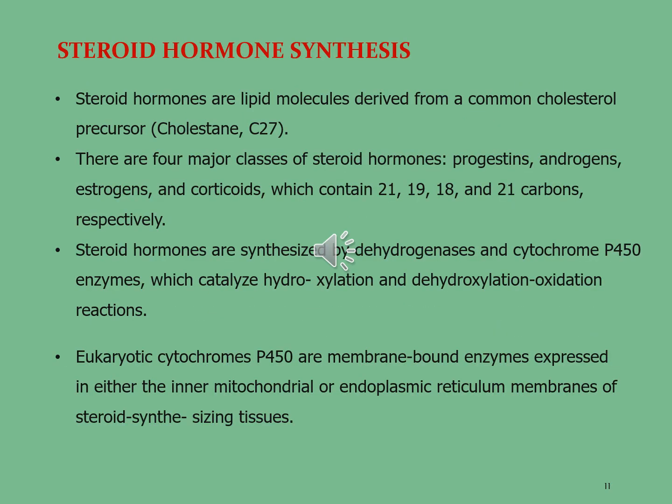Let's see the steroid hormone synthesis. Steroid hormones are lipid molecules derived from a common cholesterol precursor, that is cholesterol, carbon 27. Means the total number of carbon atoms within the basic structure of cholesterol is 27. There are four major classes of steroid hormones: progestins, androgens, estrogens, and corticoids, which contain carbon 21, carbon 19, carbon 18, and carbon 21 respectively.